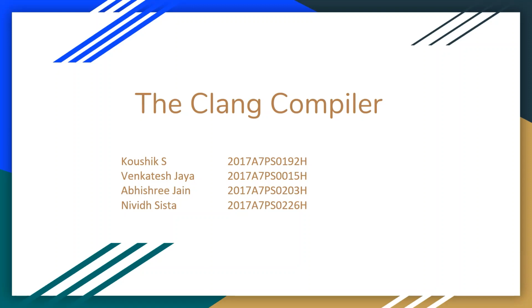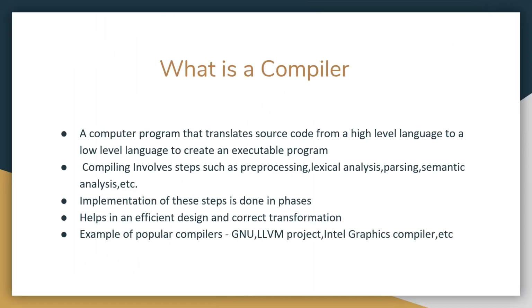Welcome to this presentation on the Clang Compiler. Before we get to the Clang Compiler, you'd like to know the definition of a compiler. The name compiler is primarily used for programs that translate source code from a high-level programming language to a lower-level language, for example assembly language, object code, or machine code, to create an executable program.